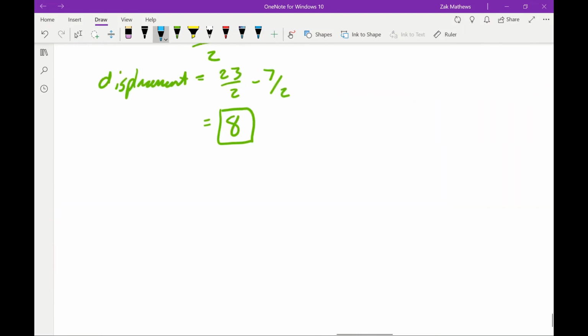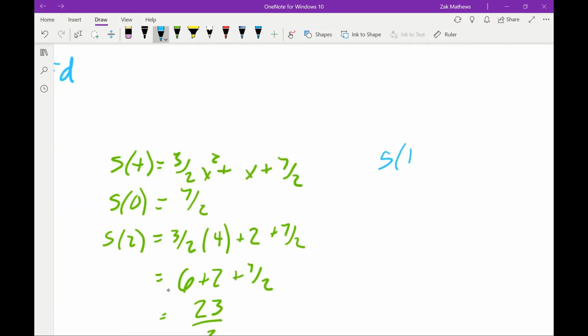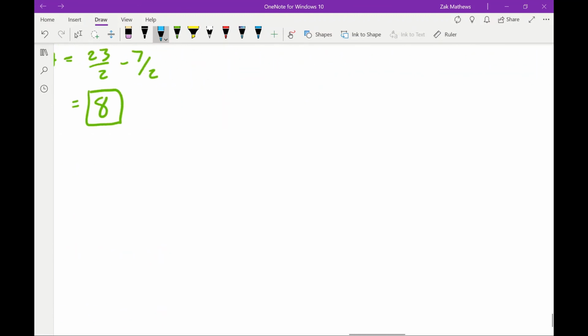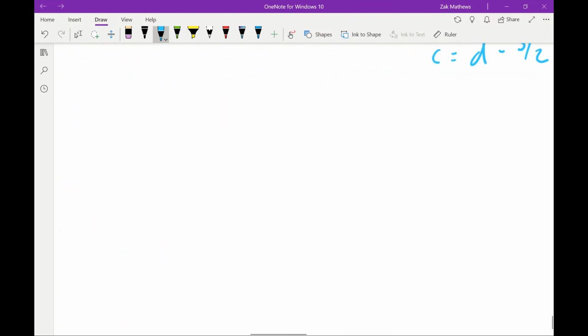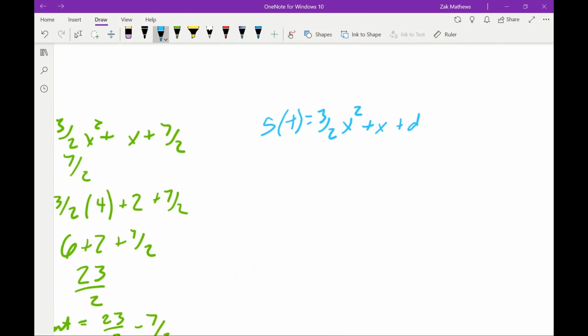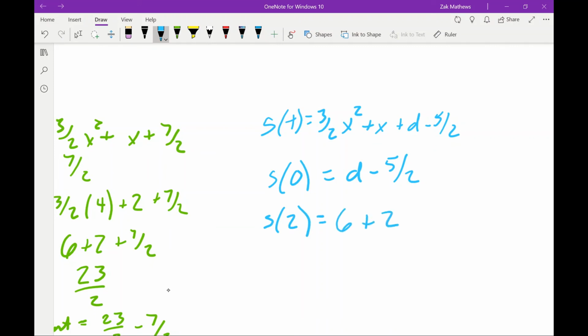And so I'm going to set up my equation with that d minus 5/2. So s of t is equal to 3/2 x squared plus x. And then here the c we've just found to be d minus 3/2 minus 1, which we said, I've lost it, d minus 5/2. And so when I plug in my 0, I'm just going to get that constant value of d minus 5/2. S of 2, we're going to have the same 6 in front. We're going to have the same 2, but then we're going to have the d minus 5/2.